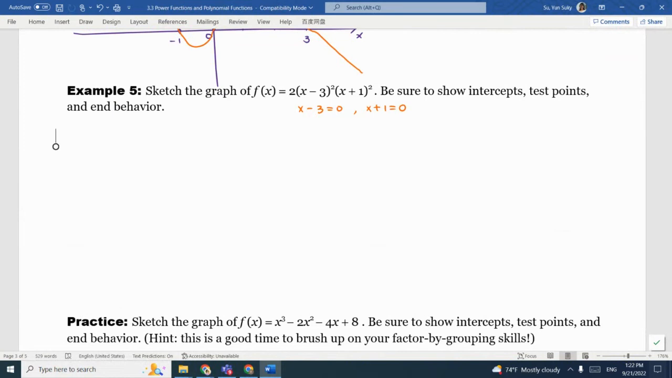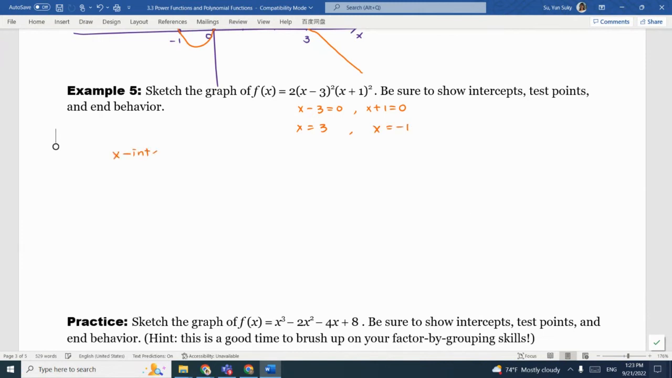Do you see this 2? 2 does not have an x, so 2 cannot be 0. So you don't need to set 2 equal to 0. Sometimes some students will get confused and say, oh, x equals 2. No, x is not equal to 2. This 2 is part of the leading coefficient. It's a constant multiple. So we set each factor containing the x to be 0 and solve for x. Here, what do we get? 3. And here we get -1.